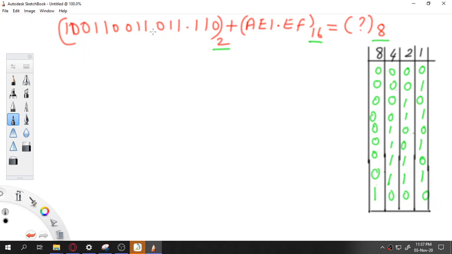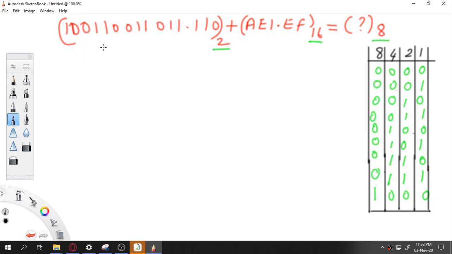Hello everyone, in this video we are going to see the number system and problems in the number system. This is a question asked in the GATE exam. Here an addition is given: one number is in base 2, the other is in base 16, and the answer is in base 8. So, what is the shortcut method to do this?